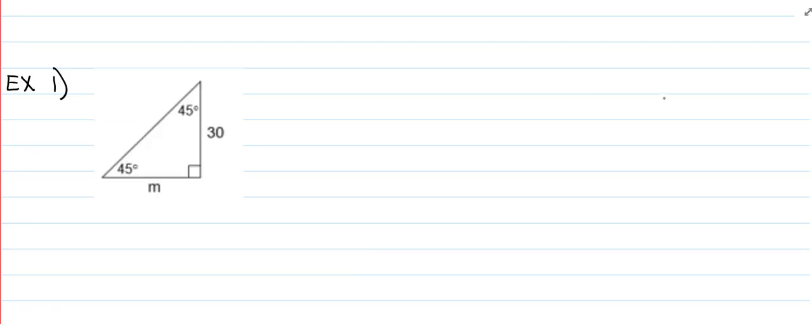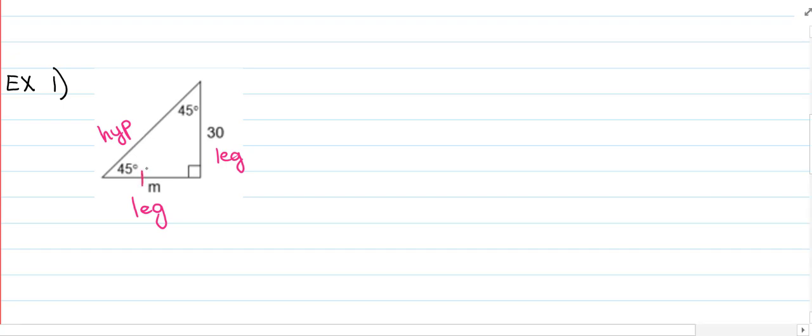Here's a 45, 45, 90 triangle. So again, always label your sides. Find your two legs, find your hypotenuse. And remember, in a 45, 45, 90 triangle, it's isosceles, so our two legs are going to be congruent to each other. So in this case, if one leg is 30, that means the other leg is also 30. So M is equal to 30. Easy as that.